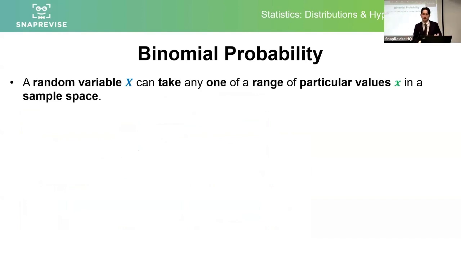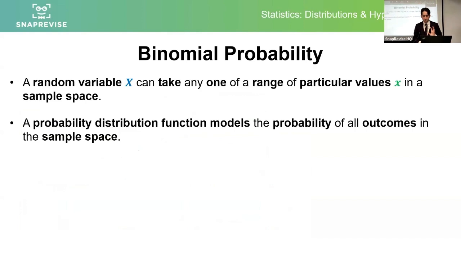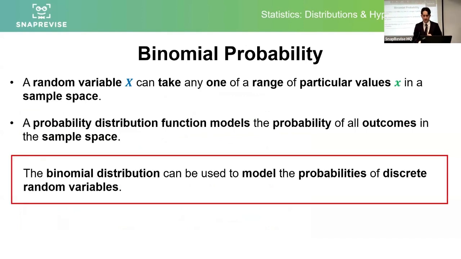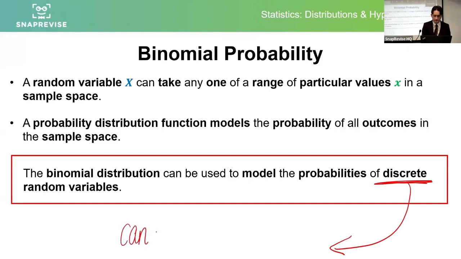So if we take a random variable x and it can take a range of particular values in a sample space, what we're looking at is discrete random variables. In this case, normally only whole number values, like the amount of cold calls that turn into sales. So this is what discrete means. This is a key difference from the normal distribution, that it can only take certain values.